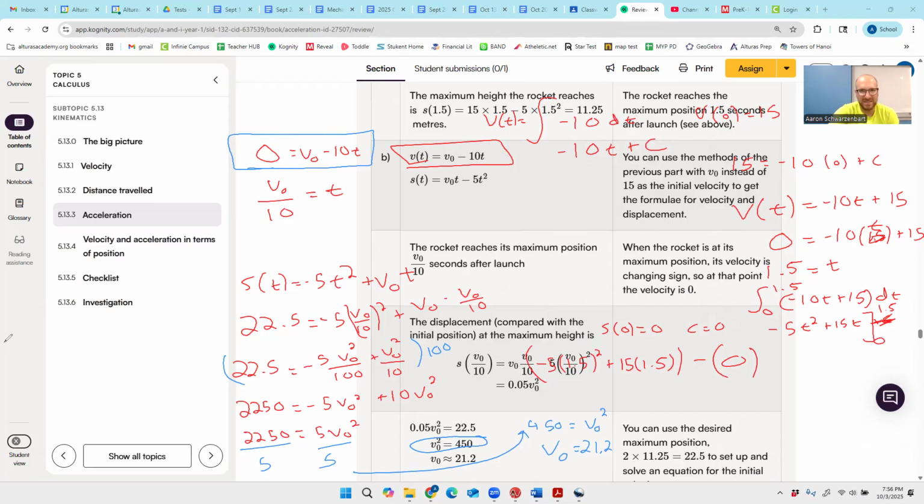And that is the end of 5.13.0 through 5.13.3. I know this was a long one.